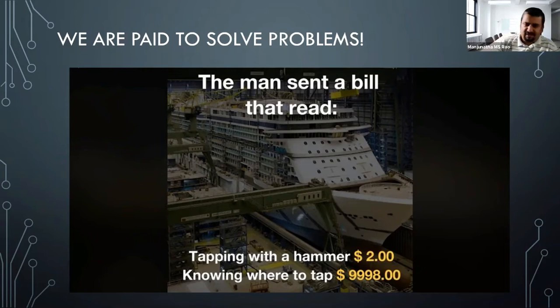He said, yeah, for tapping the hammer, I charge only $2, but where to tap, I'm going to charge you 9,000 remaining dollars. So essentially what it says is, many a times problem solving is pretty easy, provided we know where is the problem or what is the actual problem, isn't it? And with that context in mind, let's move into a little bit of a deep dive, right?